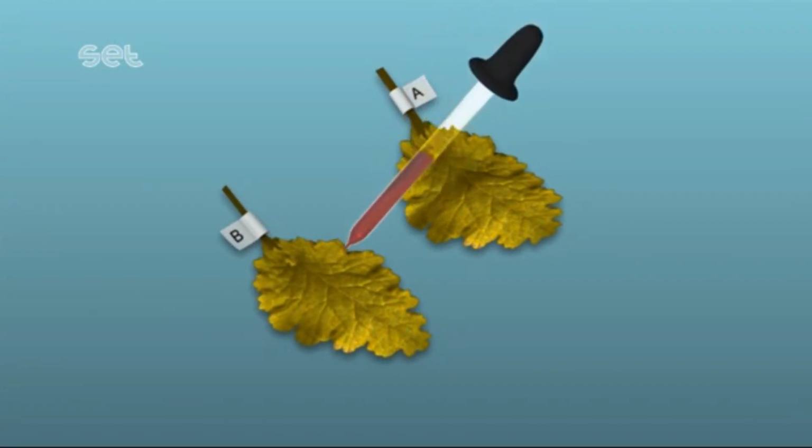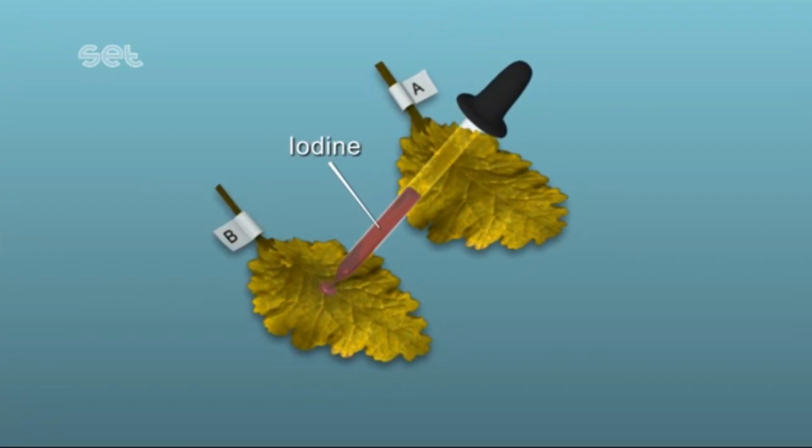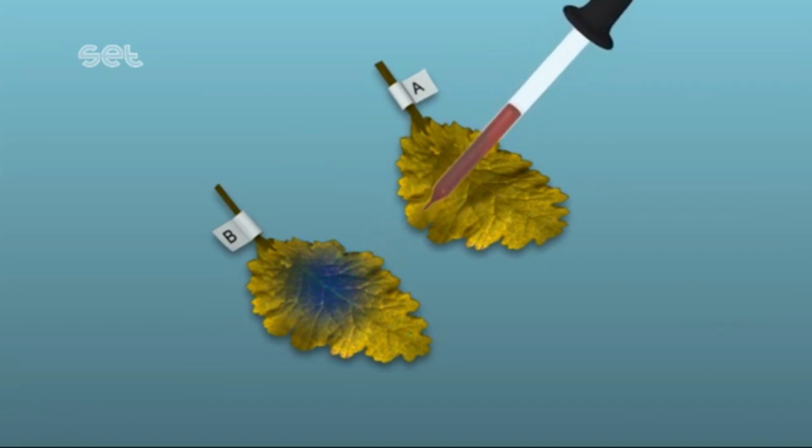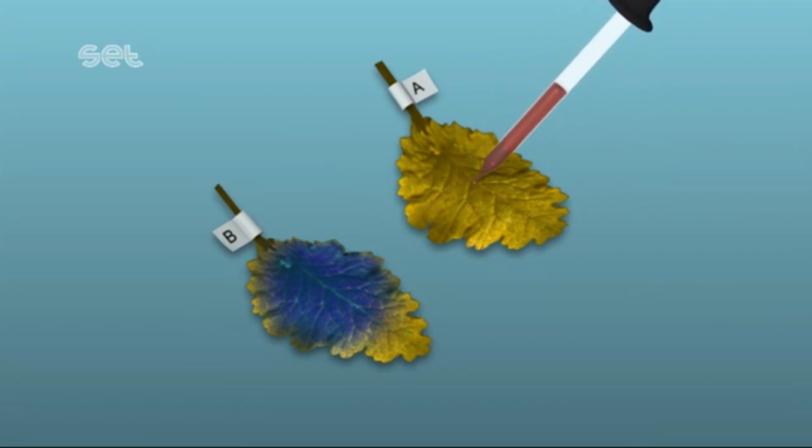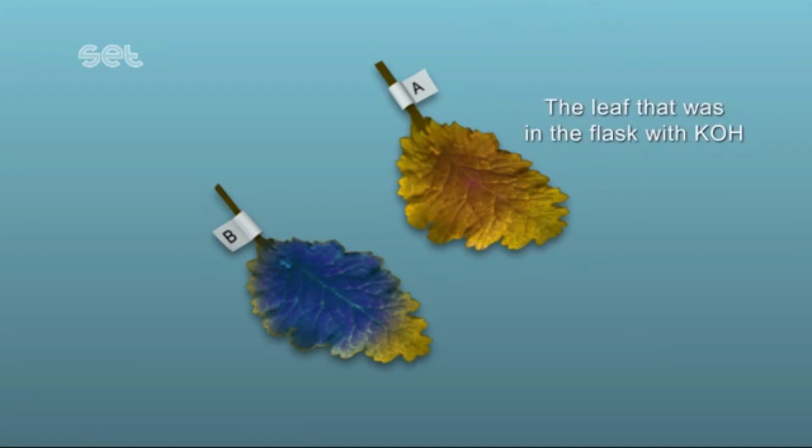In the next step, starch's indicator iodine is dropped on the leaf. No color change occurs on the leaf with no starch synthesis due to the presence of potassium hydroxide. On the other hand, blue-black color forms with the effect of iodine. This is because iodine turns blue-black in the presence of starch.